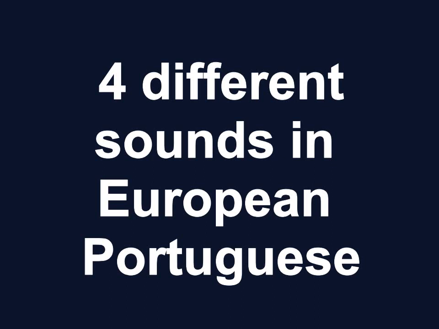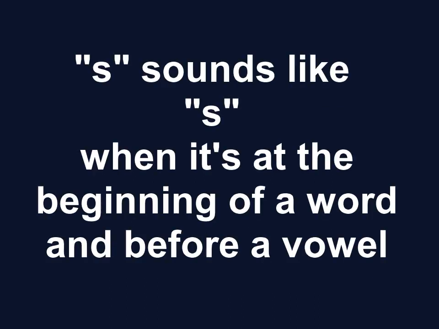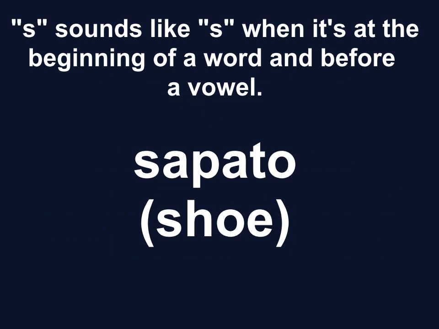So starting with the first one, S will sound like S when it's at the beginning of a word and before a vowel. For instance, the word sapato, sapato. Again, like I've said before in a previous video on the pronunciation rules, the word sapato ends in O. So in a sentence, that O will be generally a little bit suppressed or whispered is another way of thinking of it. So it will sound more like sapato, sapato.